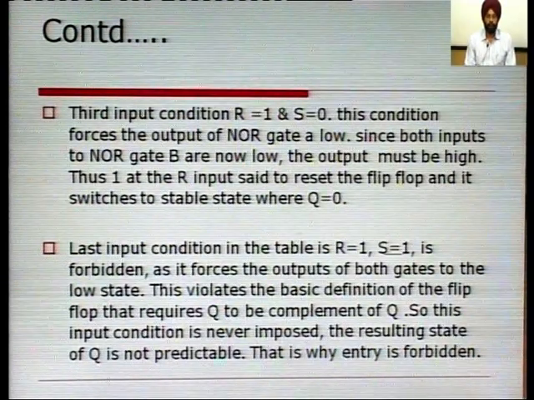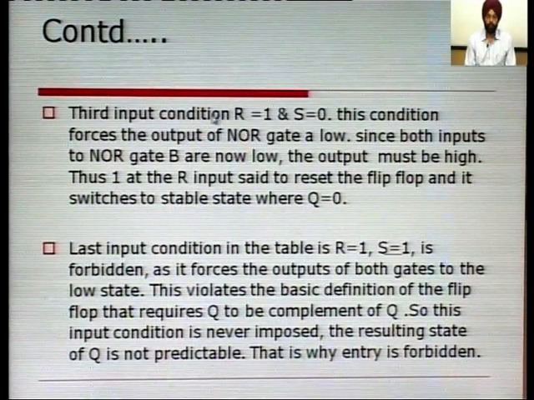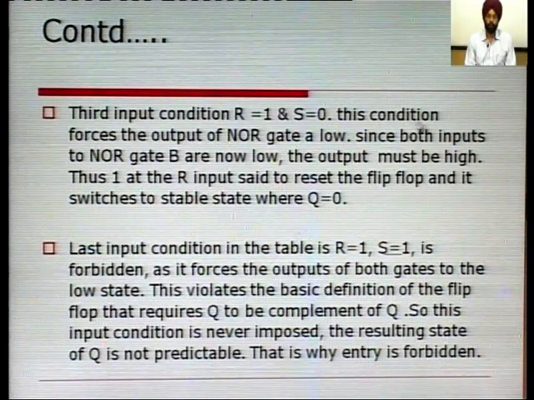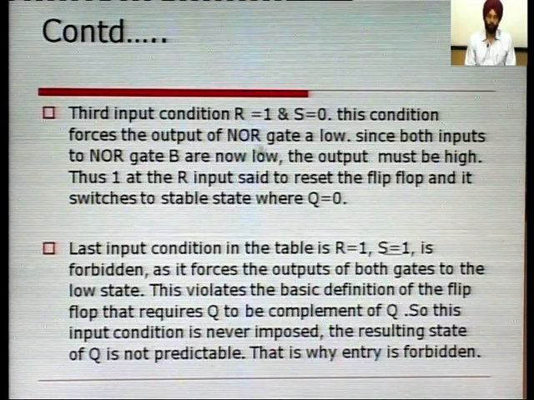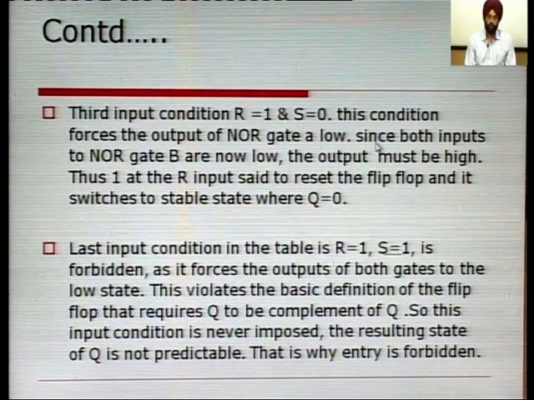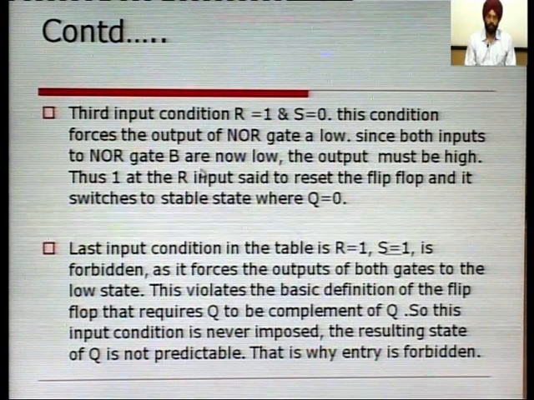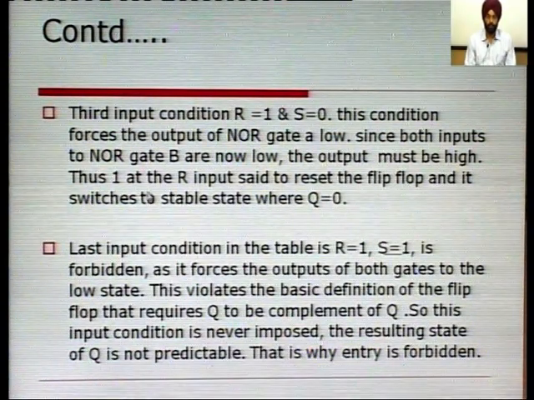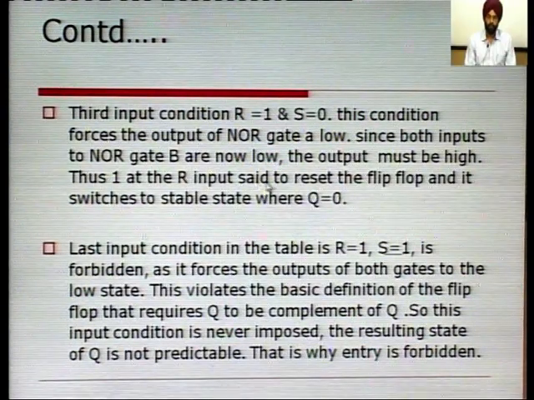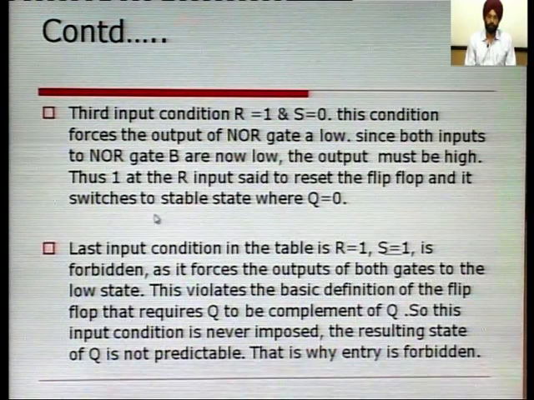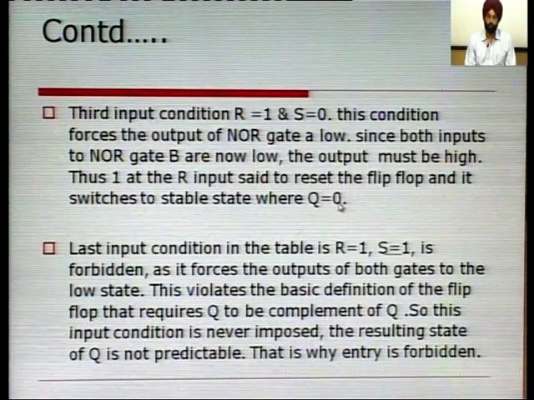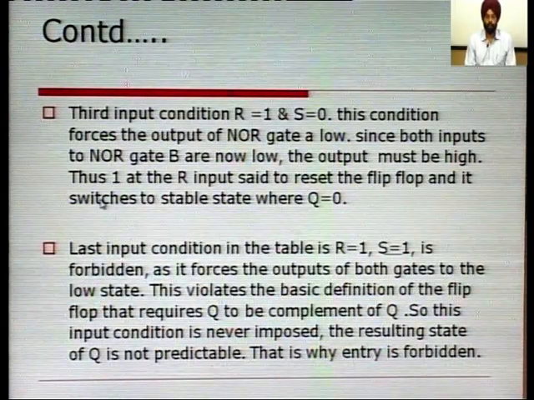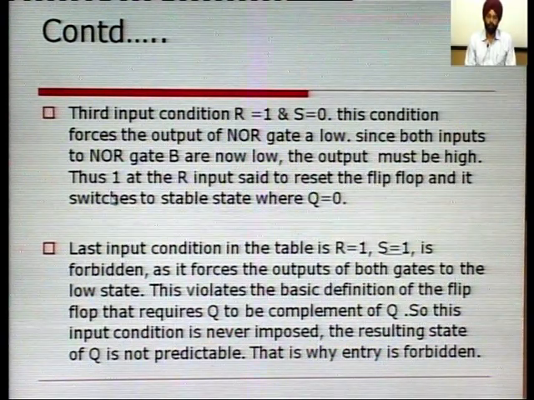In the third entry of the truth table, the input condition is R is equal to 1 and S is equal to 0. This condition forces the output of the NOR gate low, since both inputs to the other NOR gate are now low, so its output must be high. Thus, 1 at the R input is said to reset the flip flop, and it switches to the stable state where Q is equal to 0 and Q bar is equal to 1. In this case, the flip flop is said to be off.